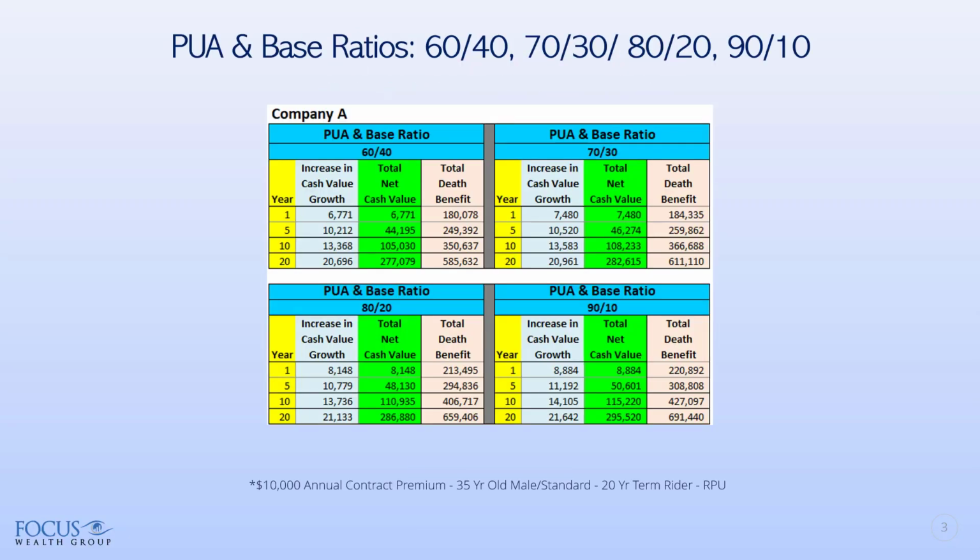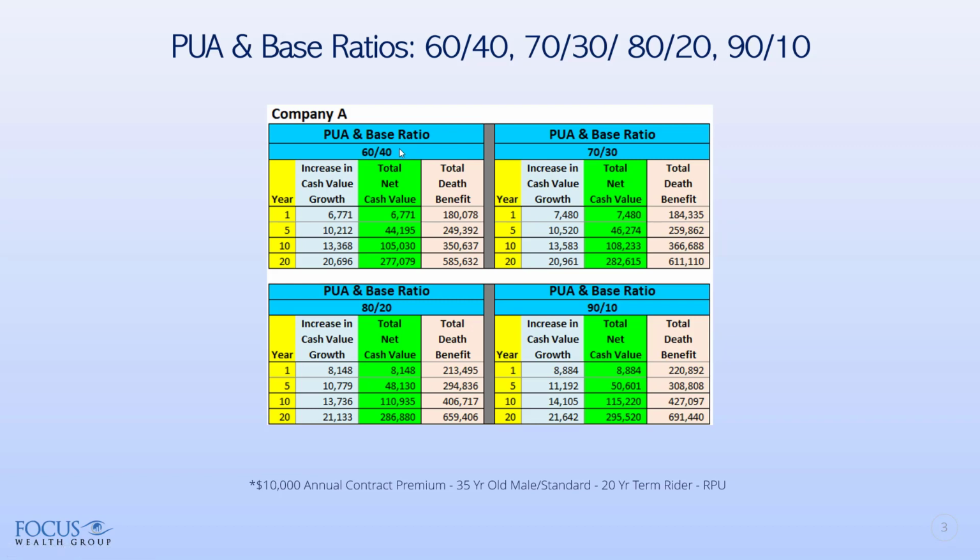We're going to be looking at two companies. We're going to start with company A here. And the way that I've designed these illustrations, it's based on a $10,000 annual premium payment, 35-year-old male, and this policy also has a 20-year term insurance rider. And then we do an RPU starting in year 21, meaning no more premium going into the policy. This is a whole life policy. The reason for the term insurance rider is because it raises the MEC limit and allows you to get more cash in the policy. So what we're looking at first is the 60-40.